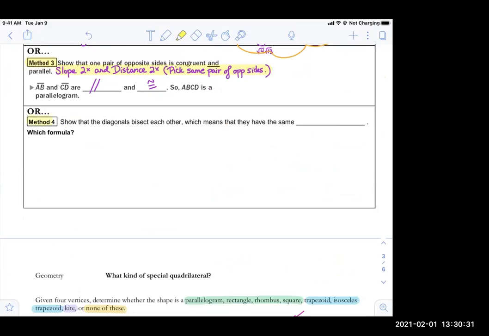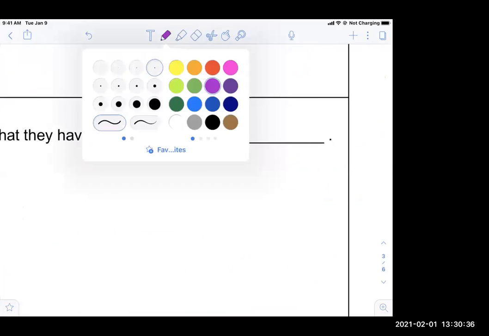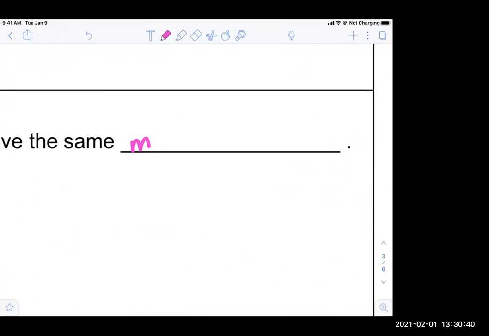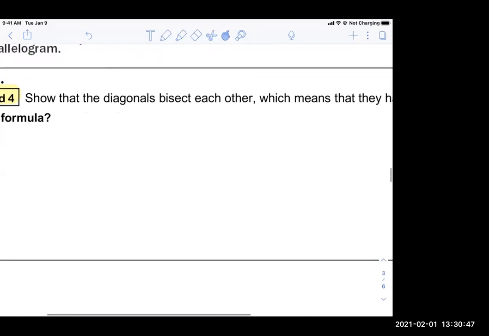So show the diagonals bisect each other. And again, that means they have the same, what? Midpoint. So that's the formula we're using, right? We're showing that the diagonals have the same midpoint. So we want to make sure we're using diagonals here.